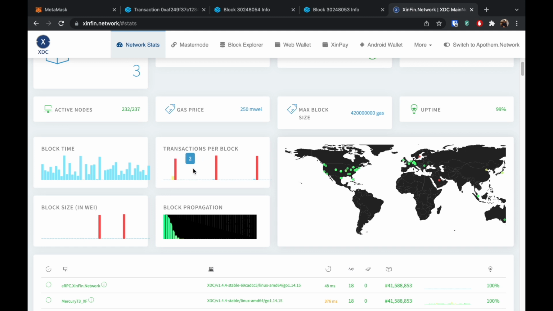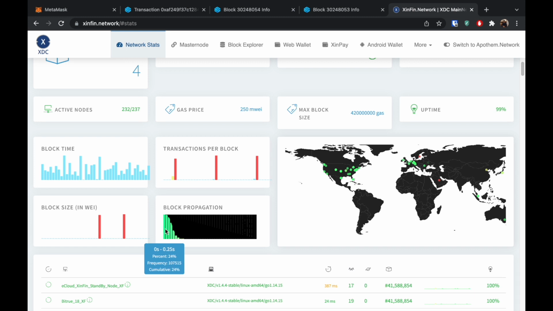Then the transactions which are going in per block. So you can see that there are some spikes of 105 transactions per block, or it can also be as low as 1 or 2 transactions per block. The block size in Wei. Wei is a unit of cryptocurrency. And block propagation time.